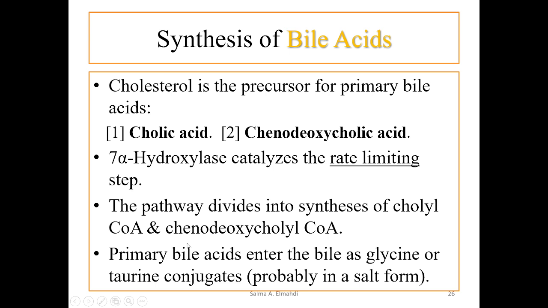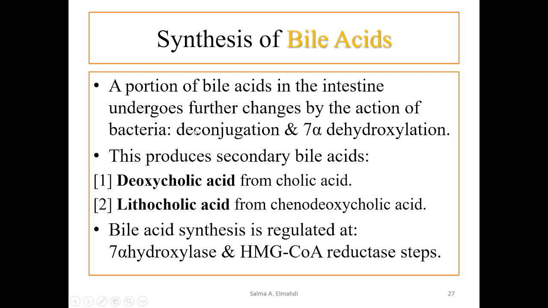Primary bile acids enter bile as glycine or taurine conjugates. So they are first synthesized as cholic acid and chenodeoxycholic acid. Then each of them can be either linked or conjugated to glycine or taurine to form a conjugate that can now enter the bile in a soluble form.